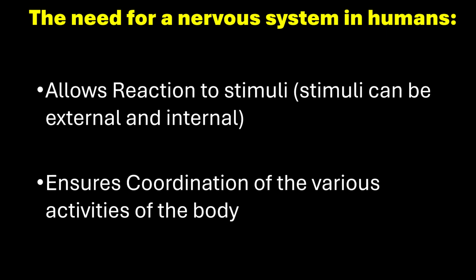Secondly, we need a nervous system to ensure coordination. Another word for coordination is control of the various activities of the body. So now that we know why we have a nervous system, let us zoom in and explore the components of the nervous system.